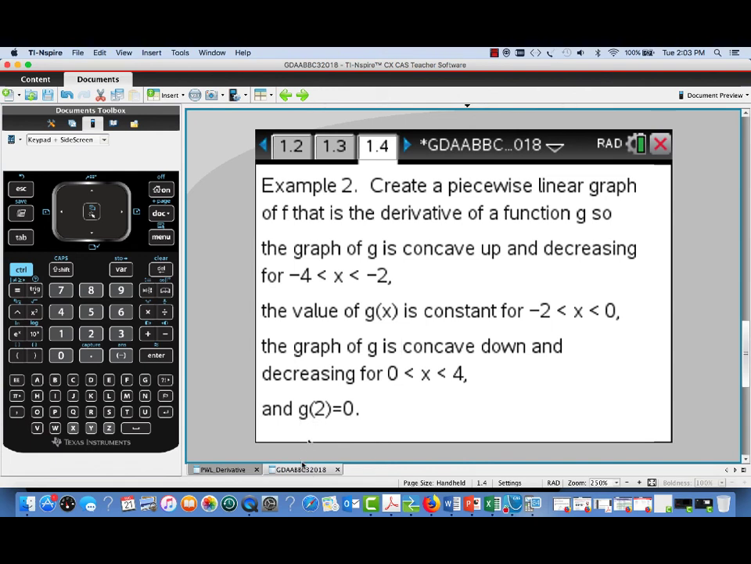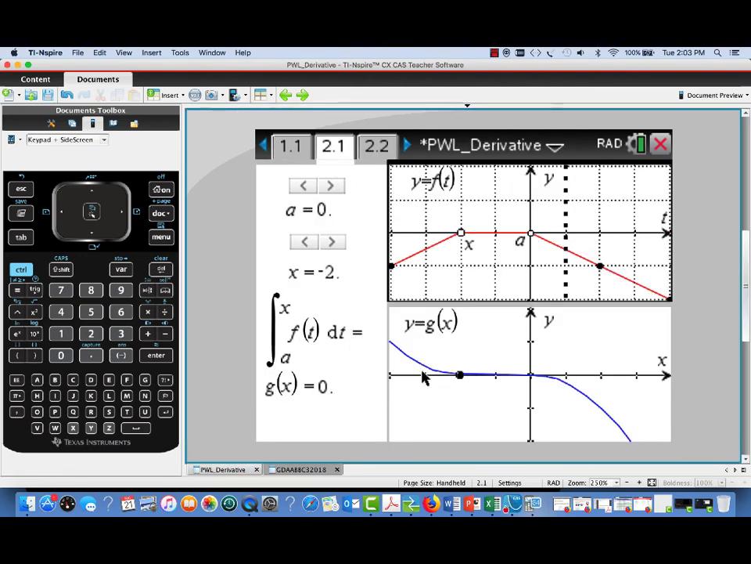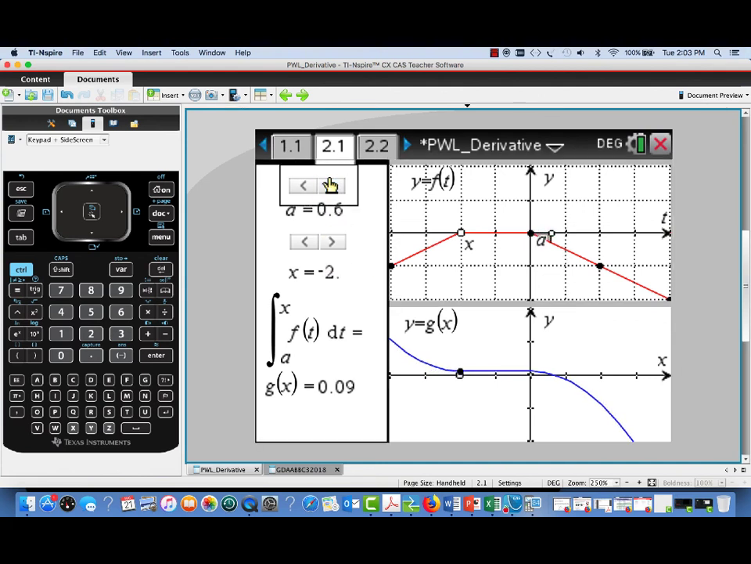Now I still need to get the value of g of 2 equal to 0. How are we going to do that? Well, we don't want to change any of these other properties we worked so hard to get. Actually, all we need to do is change that lower limit of integration to a = 2. That'll automatically make g of 2 equal to 0. All the other properties stay the same. So this function g satisfies all the properties we were looking for.